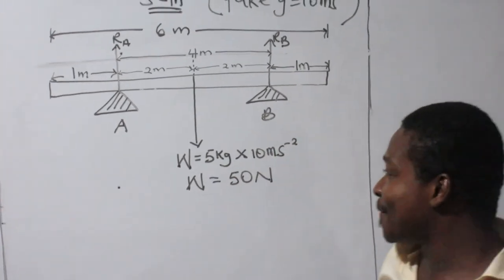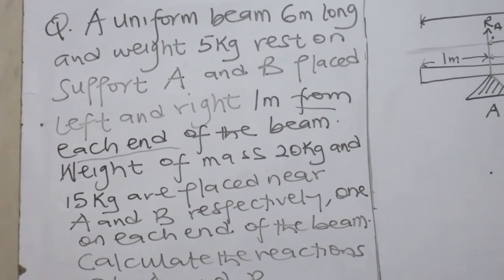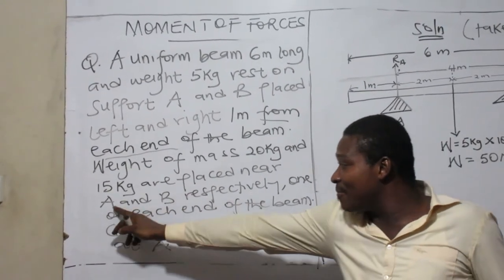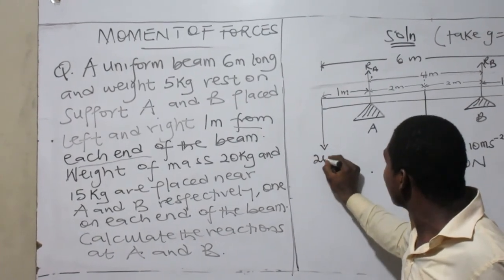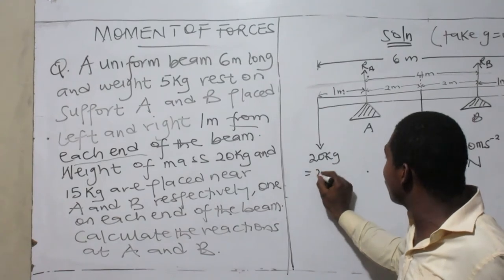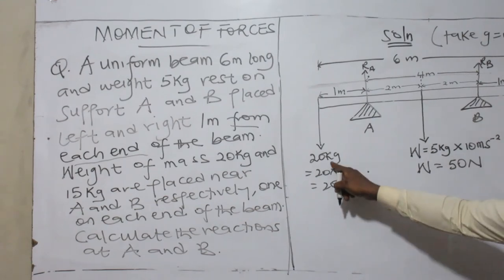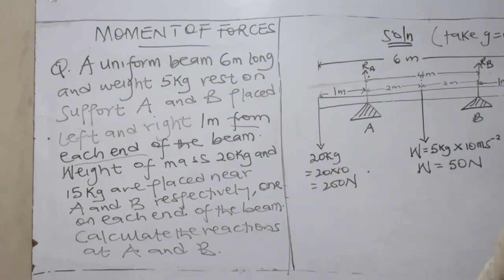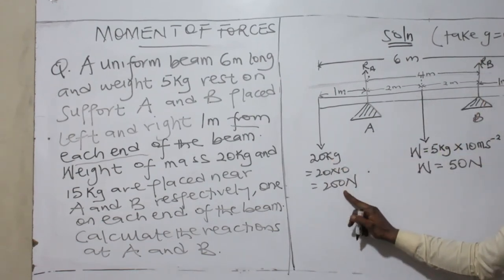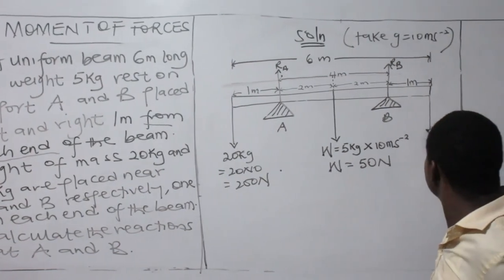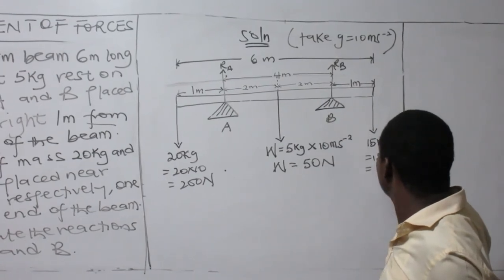So that is it. Now, weights of mass 20 kg and 50 kg are placed near A and B. You see, near A and B respectively, meaning A came first before B. So the 20 will be here. 20 kilograms, right? So this will give you 20 times 10. That will give you 200 Newton. Good. Because see, we are working with forces. Kilogram is not a force, it's a mass. So you need to multiply this mass by the gravity to get a force. Here, 15. That's 15 kilograms. So this will give me 15 times what? 10. That will produce 150 Newton.